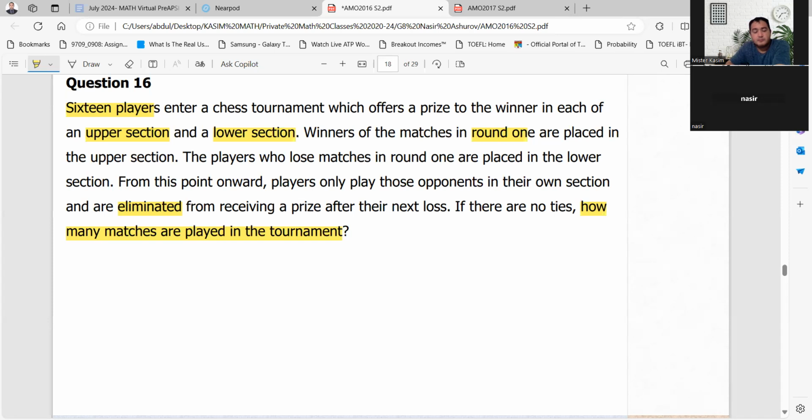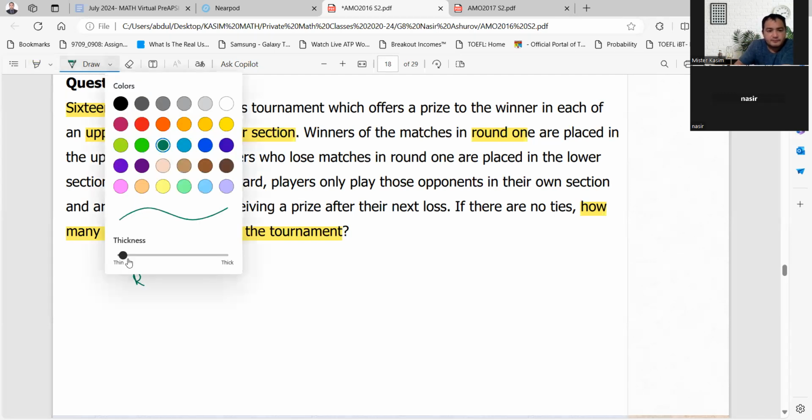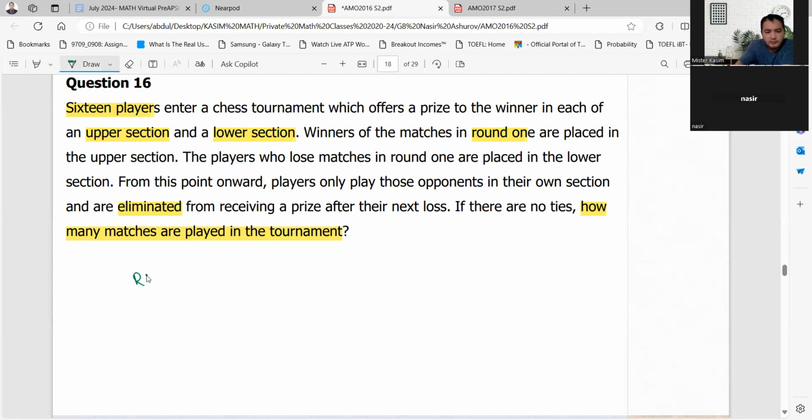Is it 14 matches? Yeah. No. Look, first, let's say this one is round 1, right? Round 1, and round 2, and round 3. I don't know how many rounds. Let me just write here round 4. In round 1, 16 players played, right? Yeah. So how many matches are played here in round 1?